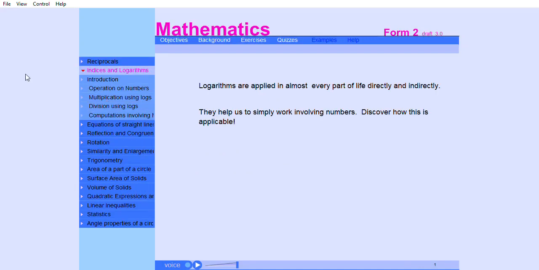Indices and Logarithms. Application of common logarithms in numbers less than 1. Logarithms are applied in almost every part of life, directly or indirectly. They help us to simplify work involving numbers. Discover how this is applicable.